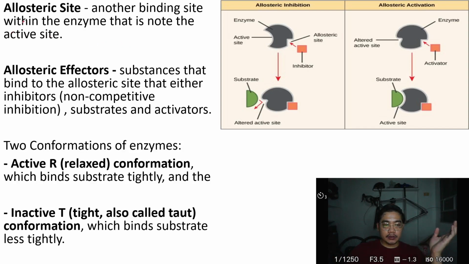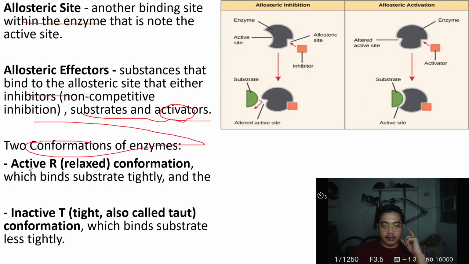So the allosteric site, like I said earlier, is the other binding site. It can either be inhibition, or it can be activation. The two conformations of the enzyme are the active, the relaxed, and the inactive, also known as taut. I think that's self-explanatory, but why is it called that?